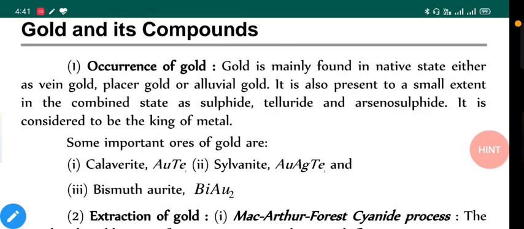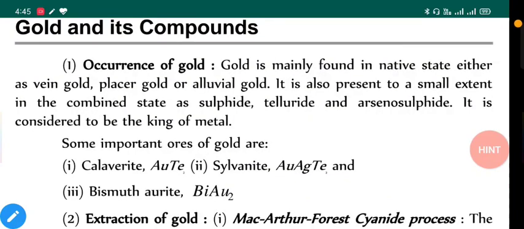Gold is mainly found in the native state, either as vein gold, placer gold or alluvial gold. It is also present to a small extent in the combined state as sulfide, telluride and arsenosulfide. That means different compound forms of gold. It is considered the king of metals because of its rarity, certain properties and noble characteristics. Some important ores of gold are calaverite, sylvanite and bismuth azurite.